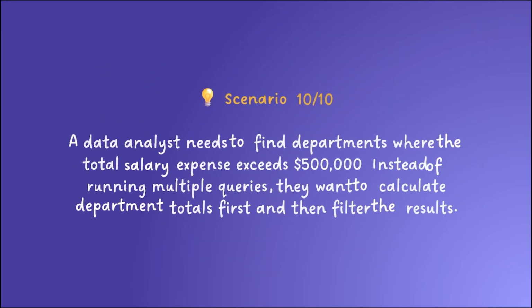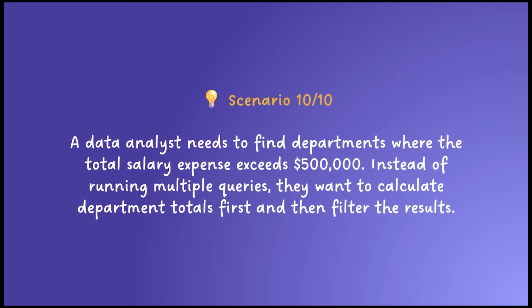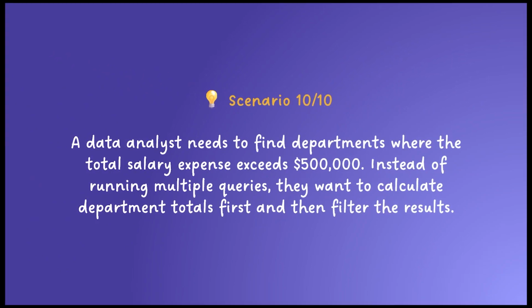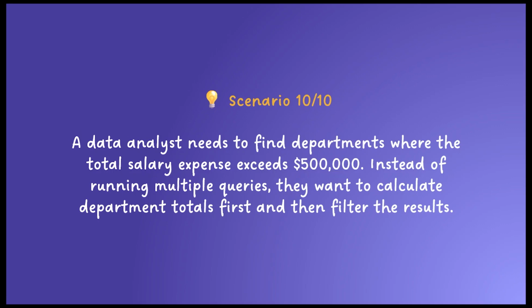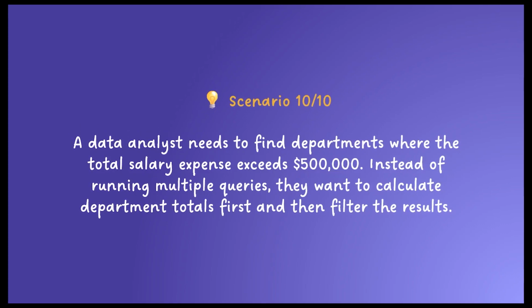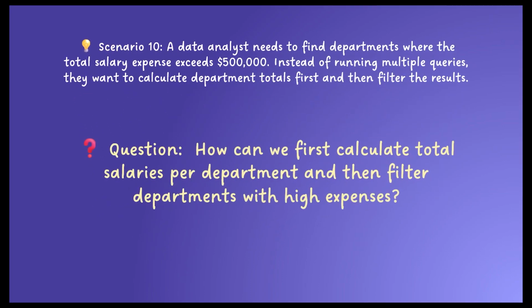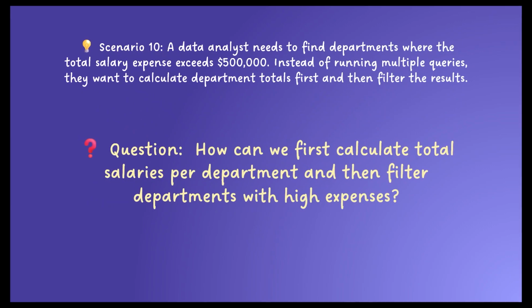We finally come to one last scenario, where a data analyst needs to find departments where the total salary expense exceeds $50,000. Instead of running multiple queries, they want to calculate the departmental total first and then filter the results. The question we have here is, how can we first calculate total salaries per department and then filter departments with high expenses? Now, if you look at it, we have two kinds of situations. First, we want to calculate something, and then we want to perform a filter on it.